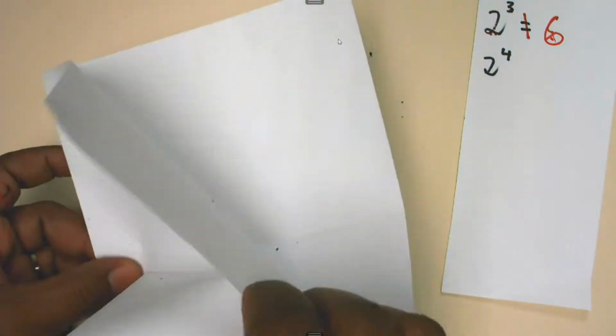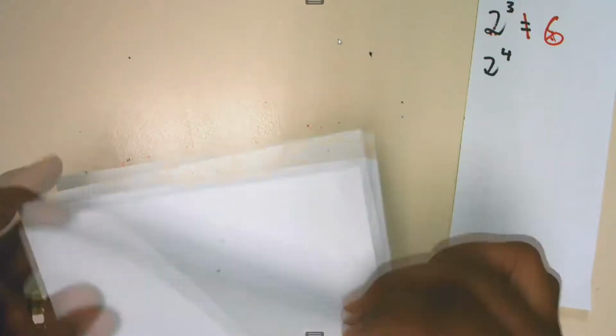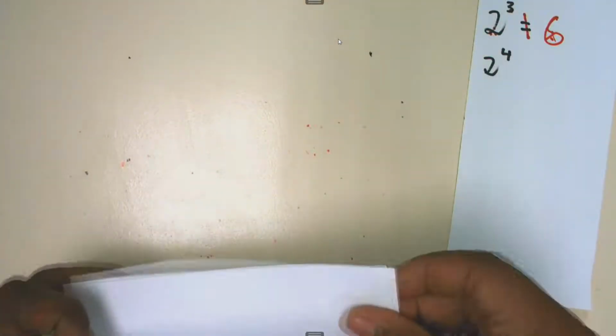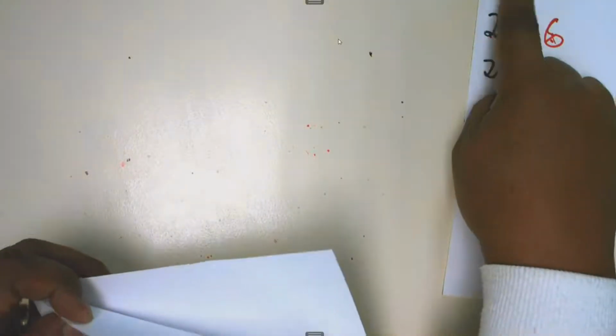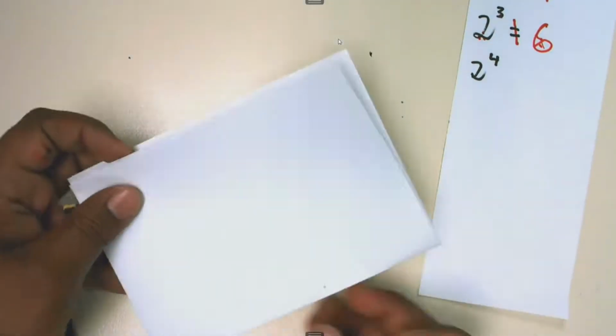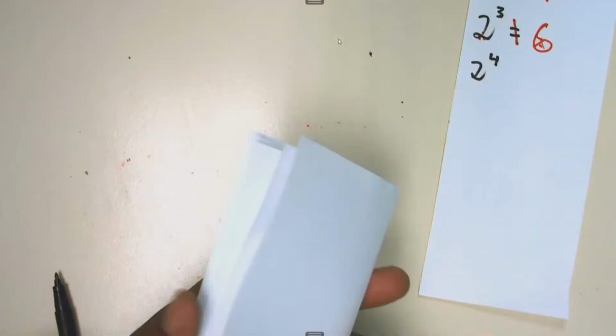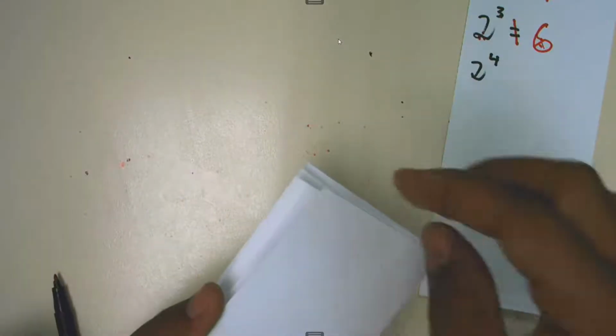It was 2 layers. After the second fold, we had 1, 2, 3, 4. It was 4, meaning that 2 to the power of 2 is 4. Now let me fold it for the third time. If I fold for the third time, let's count the number of layers.